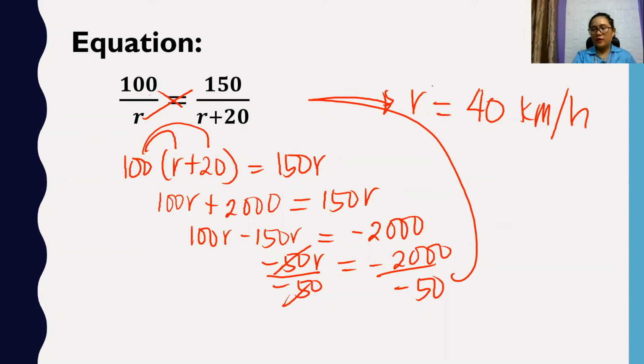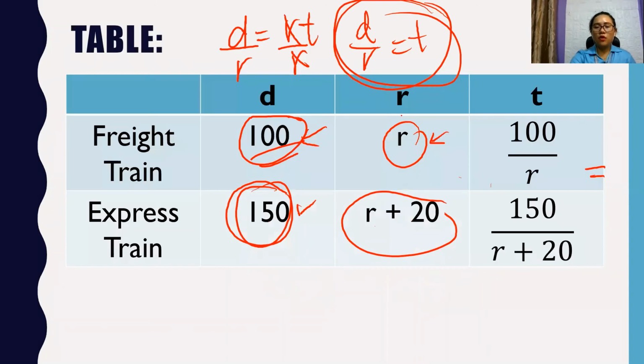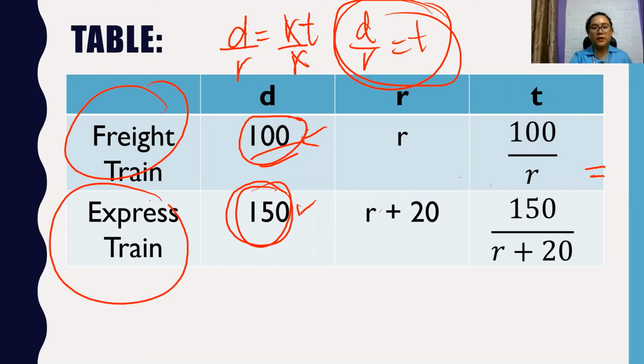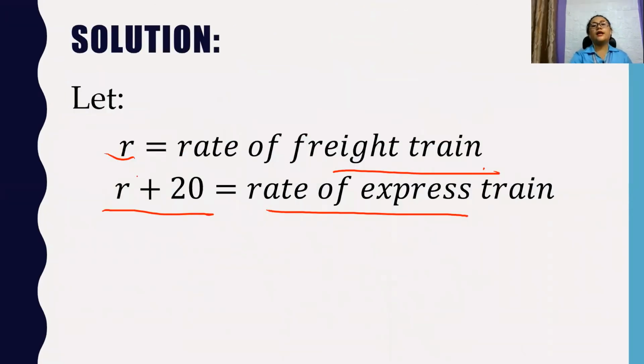Yung rate, yung R. So ngayon, balikan natin yung rate doon sa problem since we are looking for the rate of both freight train and express train. So we can use this one here in table or yung kanina dito.